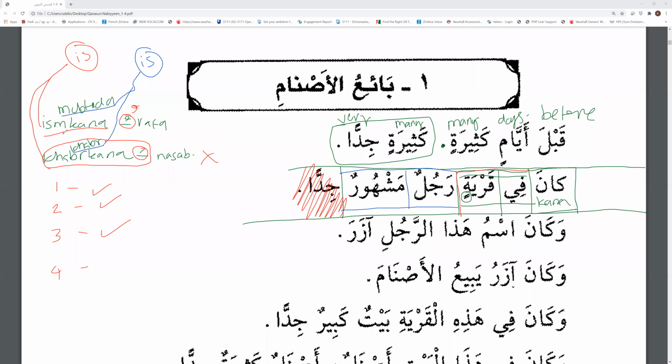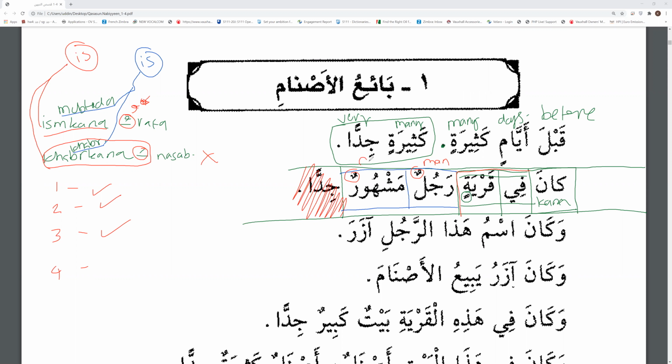Okay, let's see if we can make something the ism of kana. Brothers, how does the ism of kana reflect? Rafa. Can you see rafa here? Yes. So this must be our ism of kana. So rajulun mashhurun. Do you know what rajulun means? Man.